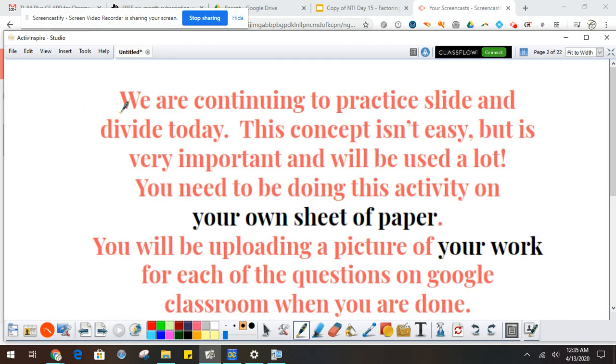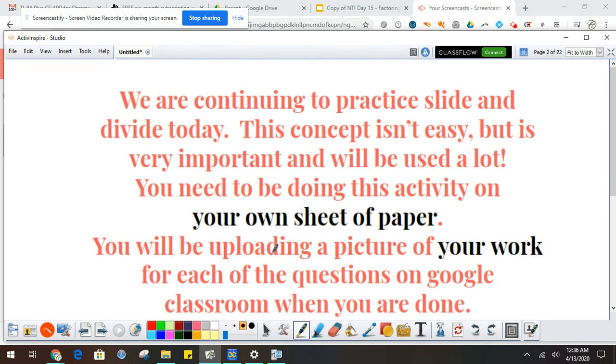Based on your feedback from Friday's work, we're going to continue practicing slide and divide. You made it clear that that wasn't an easy concept, but it is very important and it will be used a lot in the next couple weeks. You need to be doing today's activity on your own sheet of paper. So if you don't have a piece of paper and a pencil, go get it, pause the video.